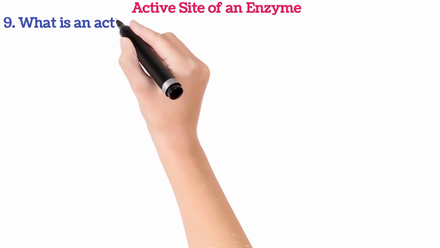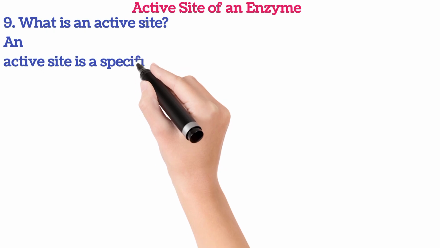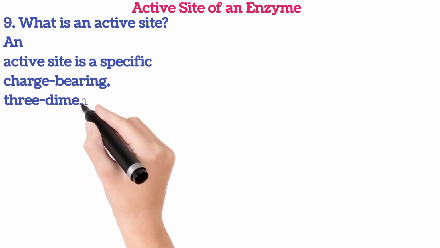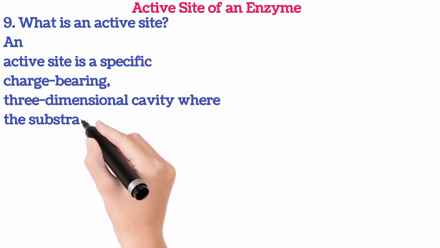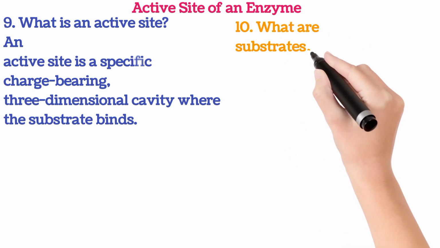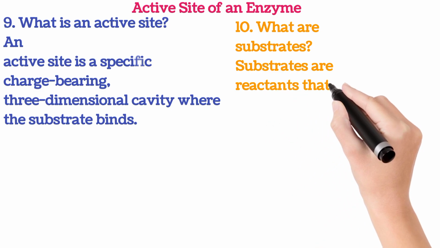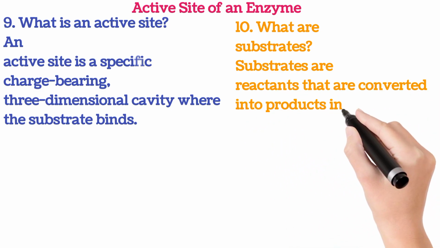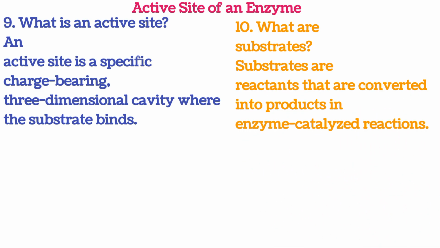Active site of an enzyme. 9. What is an active site? An active site is a specific charge-bearing, three-dimensional cavity where the substrate binds. 10. What are substrates? Substrates are reactants that are converted into products in enzyme-catalyzed reactions.